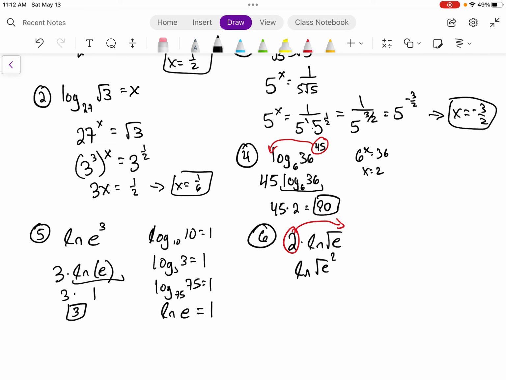What is root e squared? Well, root e is just a number. When multiplied by itself, it gives me e. So I'm just going to be left with ln e, which is just 1.